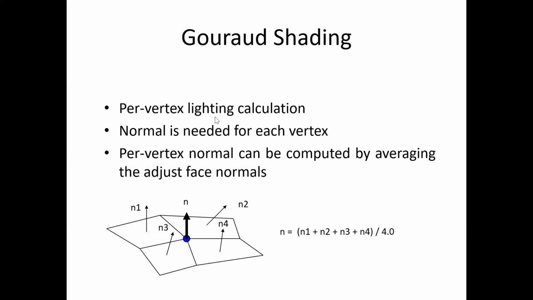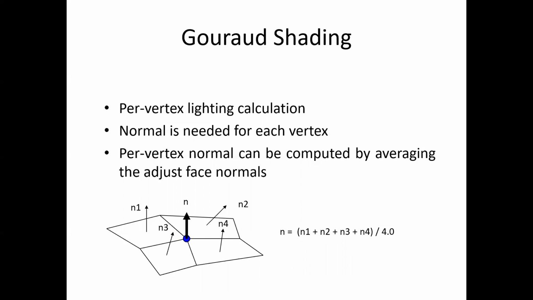In Gouraud shading, lighting is calculated per vertex. A normal is needed for each vertex, and the per-vertex normal can be computed by averaging the adjacent face normals, like over here. And this, which is shown with the darker arrow, is nothing but the average of these four polygons. For every polygon, the center normal is computed based on the vertex normals of the polygon, and based on this average surface normal, the center normal is computed. So by averaging it, it gives a more realistic or smoother effect.